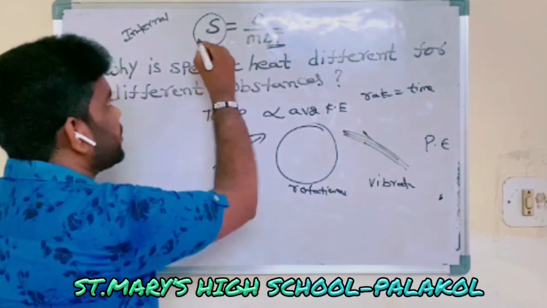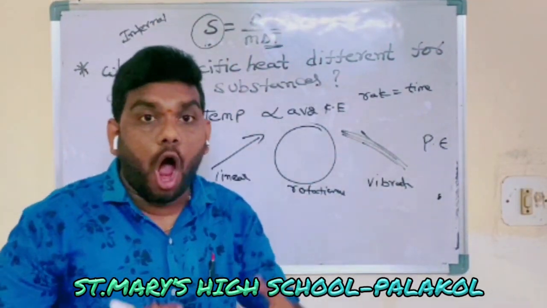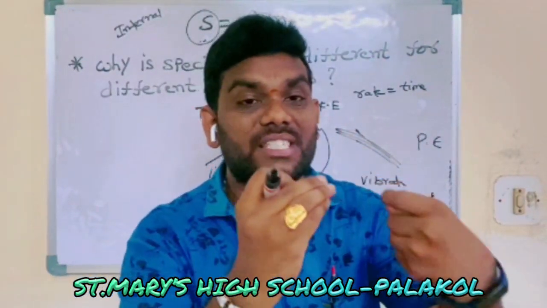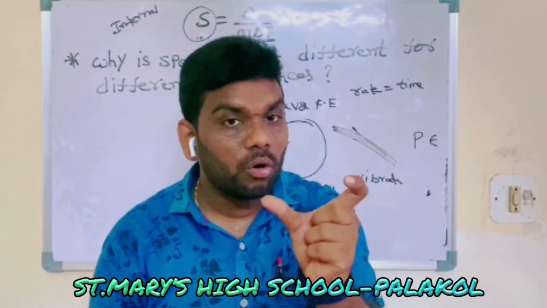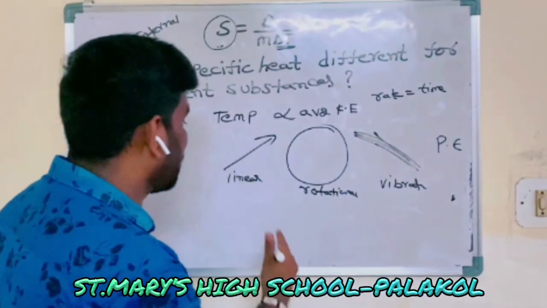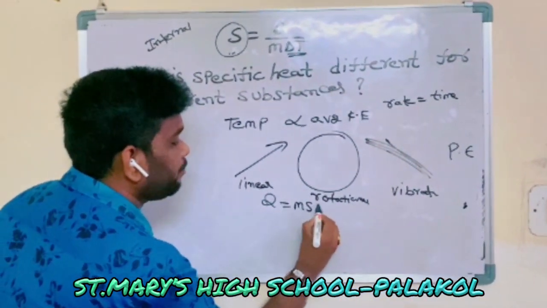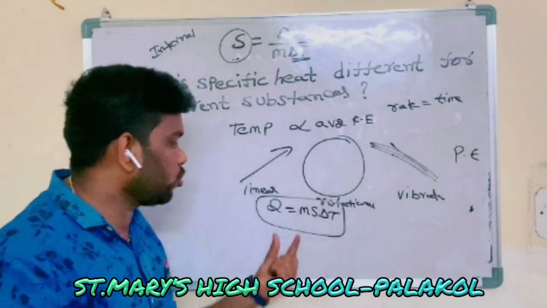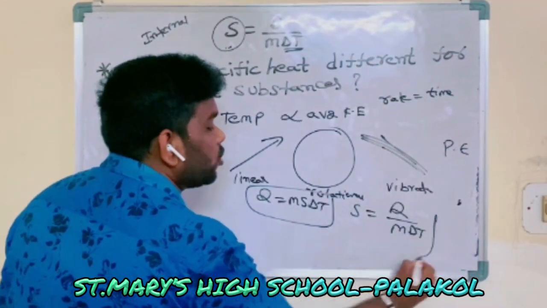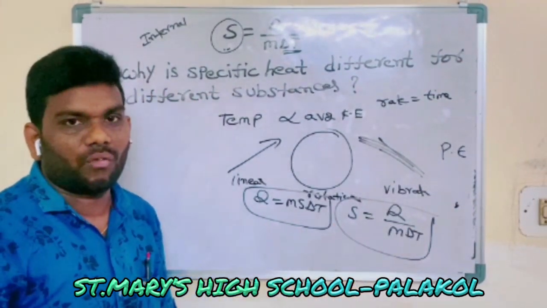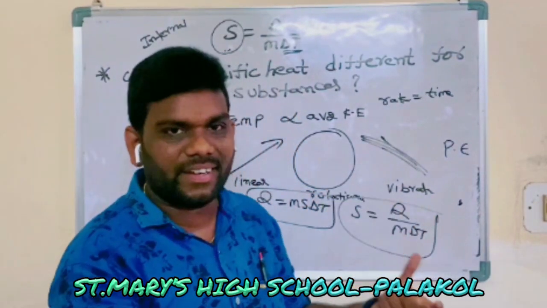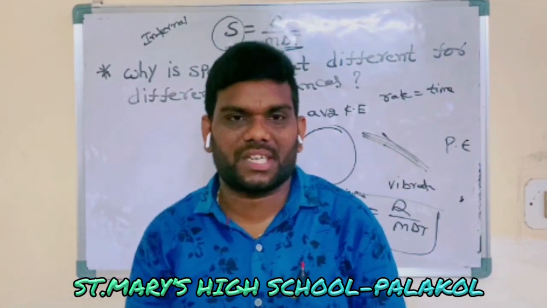We know that the specific heat of a substance is how much heat is required to raise the unit mass of a substance through unit degree. What is used? Using this relation, Q is equal to m s delta T, or S is equal to Q by m delta T, we will find the specific heat of a substance.